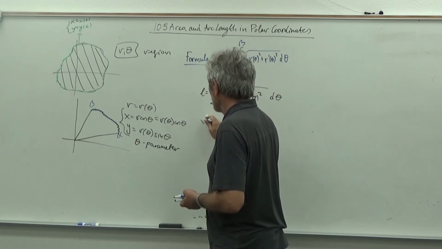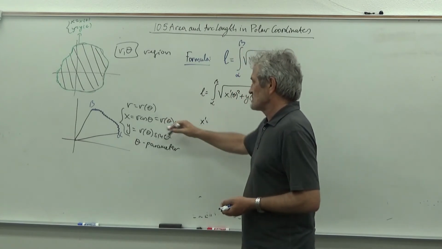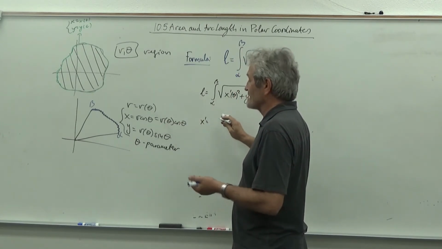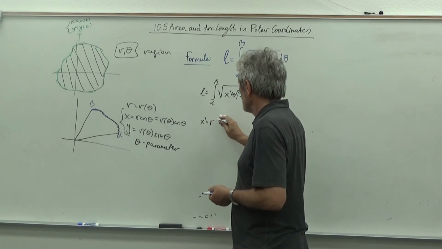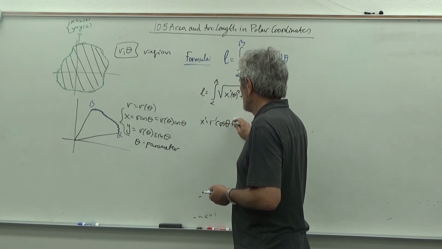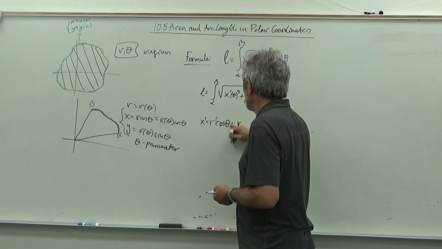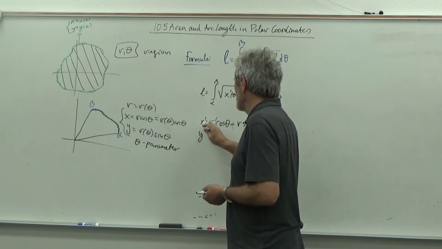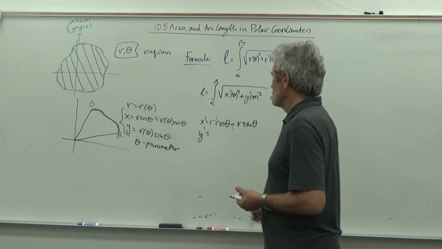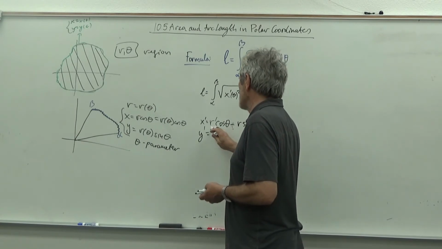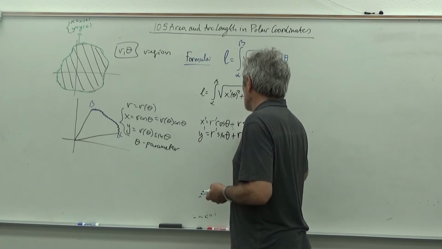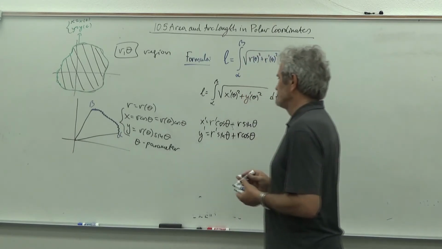We can calculate that x prime equals what? We use the product rule. I'll just write it a little bit shorter, r prime, not r prime of theta. So it's r prime cosine theta plus r sine theta. What about y prime? y prime is what? r prime sine theta plus r cosine theta.